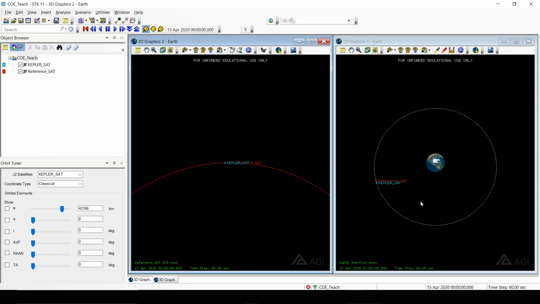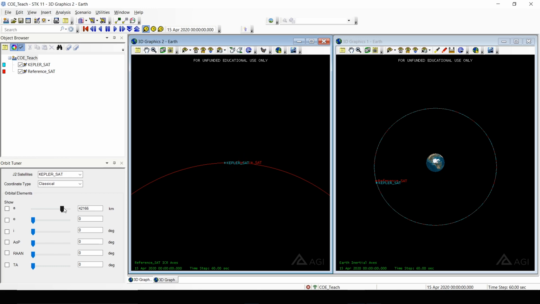So what I've done here is I've set up two 3D graphics windows, and I've got two satellites that are essentially the exact same satellite right now. They're both at GEO. They're approximately co-located, and Kepler satellite is a satellite that I'm going to manipulate according to the classic orbital elements, which you can see listed out here. So we have our semi-major axis, our eccentricity, our inclination, our argument of perigee, the right ascension of the ascending node, and the true anomaly. In this 3D graphics window, you're going to see the Earth inertial frame, and in this window over here, you're going to see the RIC frame as it pertains to reference satellite.